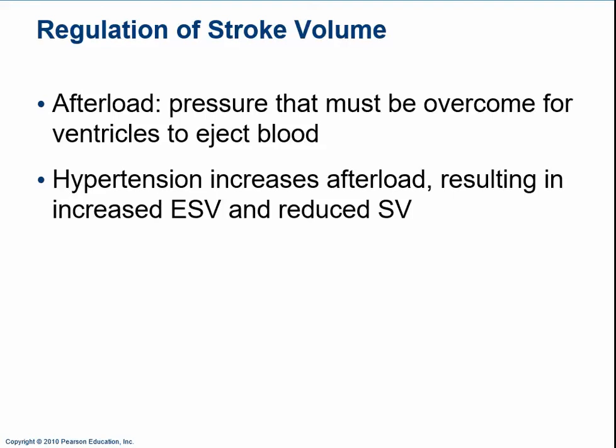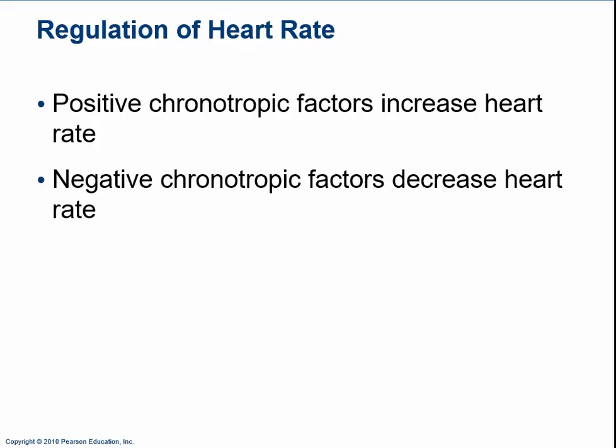It's one of the reasons that hypertension is the silent killer. The heart has to work that much harder. You can get an enlarged heart because the heart's a muscle and it will hypertrophy if there's too much afterload for too long. So we can regulate the stroke volume through this. We can regulate the heart rate through different factors that increase the heart rate or decrease the heart rate.